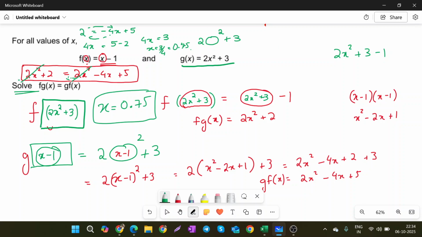So yeah, basically you just have to figure out what is fg of x, gf of x, and then equate them with each other. That should give you your answer.